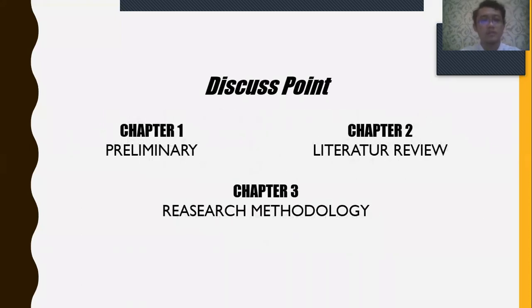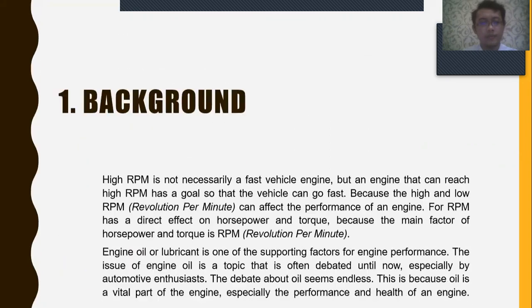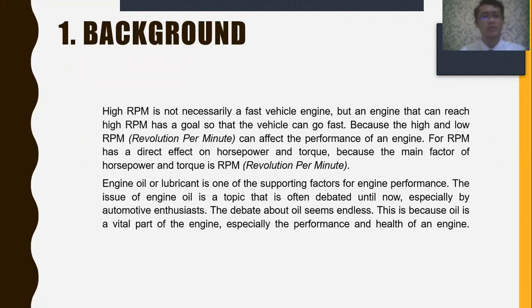The discussion points of this presentation are chapter 1, preliminary, chapter 2, literature review, and chapter 3, research methodology. Okay, next slide. Chapter 1, preliminary. Chapter 1 has 5 subtitles: 1, background, 2, research problem, 3, research objective, 4, research significance, and 5, research delimitation. Okay, next slide is background.